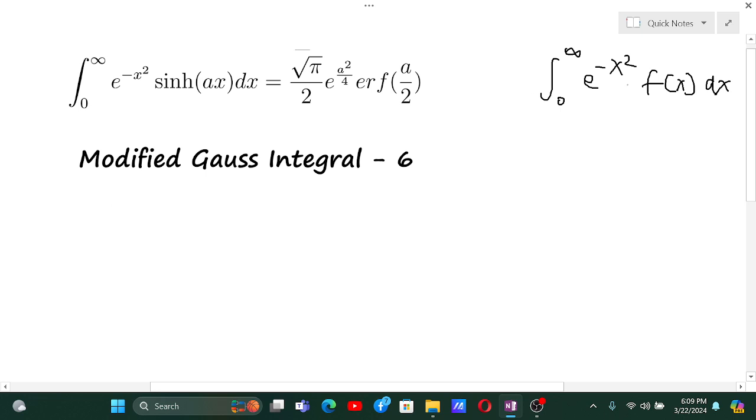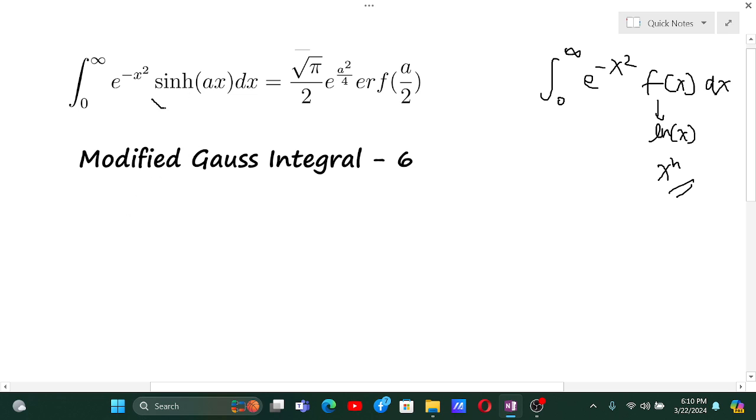I have also solved other problems, like when f of x is ln of x, or sin x, cos x, or x to the power n. We can find all of those in the playlist called generalized Gaussian integral or modified Gaussian integral, somewhere in that name on my channel. Do look at that, or I will also keep it in the description. Now let's begin this problem.